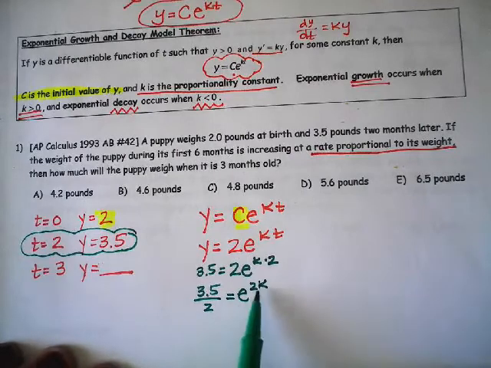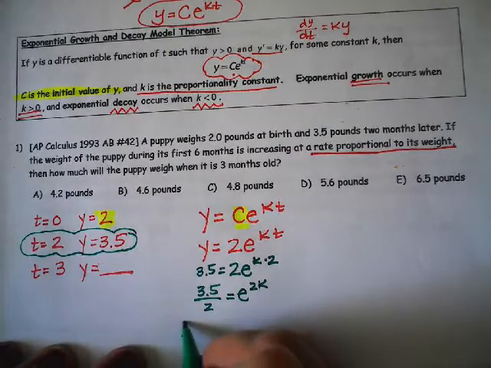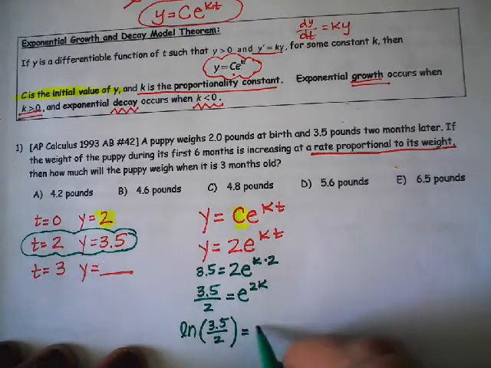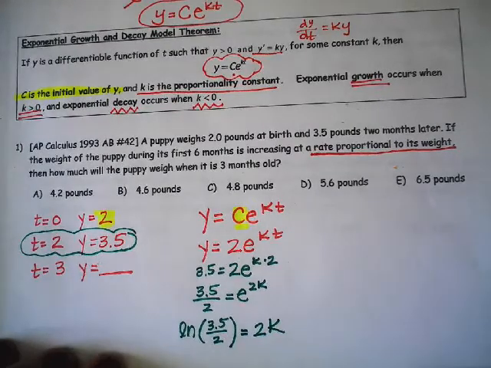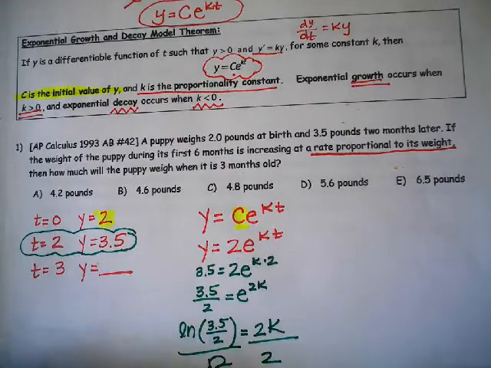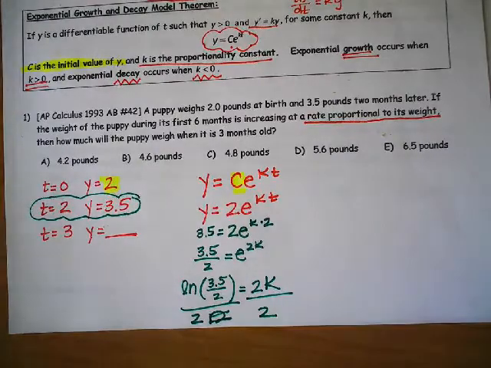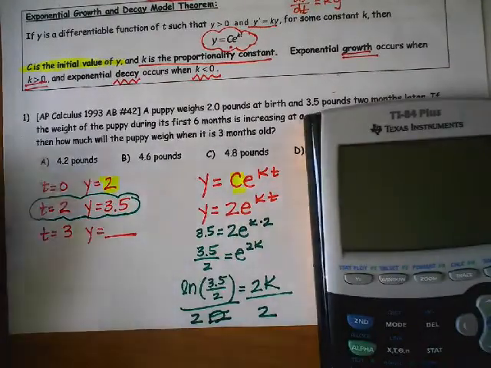How I'll get up there to that K is I'll take the natural log of both sides. So the natural log of 3.5 divided by 2. If I take the natural log of the right side, I just have 2K. And then if I divide both sides by 2, I'll be able to figure out what my K is. So that's where my calculator is going to come into play.